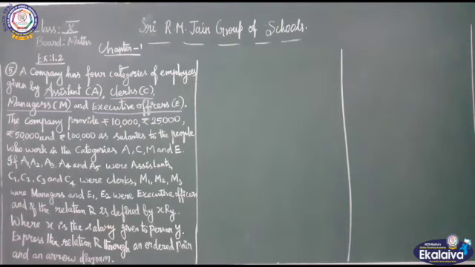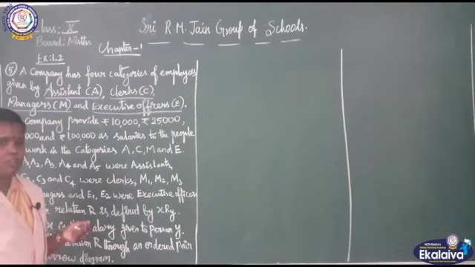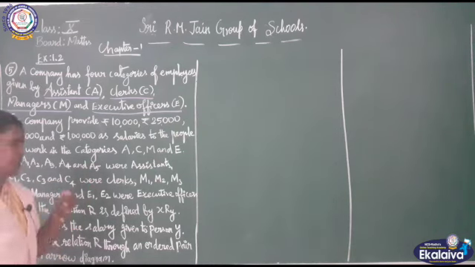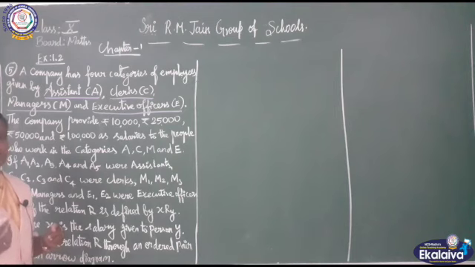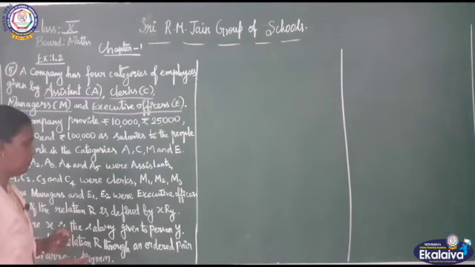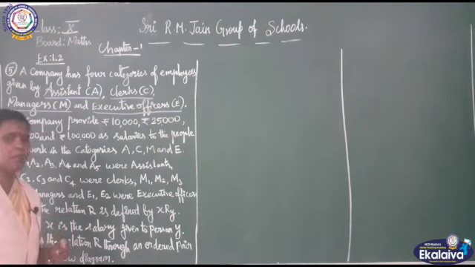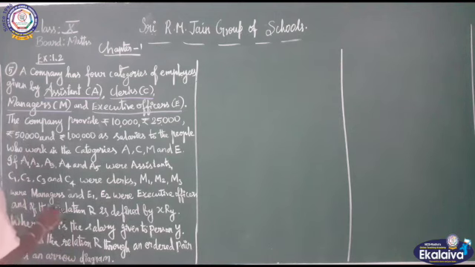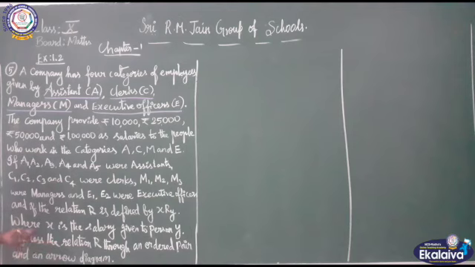Clear, children? If A1, A2, A3, A4 and A5 were assistants, how many assistants are there? 5 assistants. Each assistant is named A1 to A5. And C1, C2, C3 and C4 were clerks, so there are 4 clerks. M1, M2, M3 are managers, so there are 3 managers. And E1 and E2 are executive officers, so 2 executive officers. Are you clear, children, with this question?